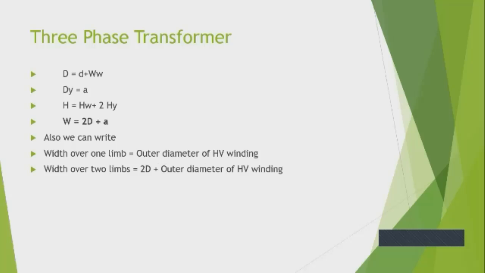What is the main difference between single phase and three phase transformer is in single phase transformer, two limbs and two yokes. In three phase, three limbs plus two yokes.